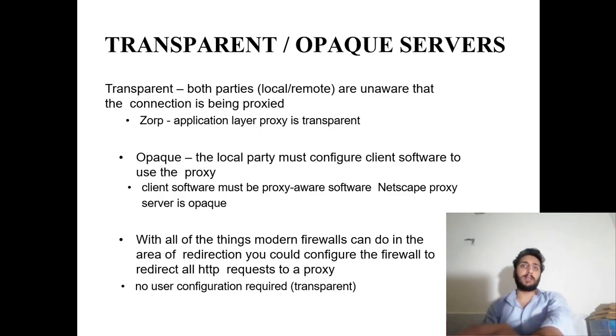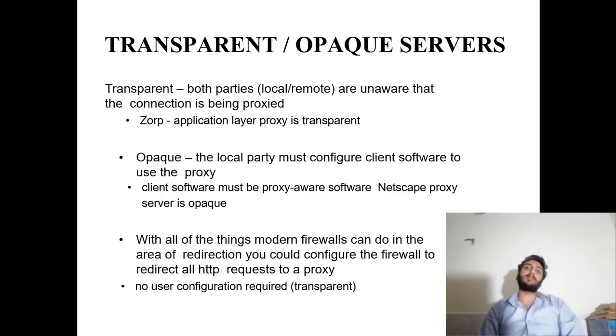ZOP is an example of this kind of application layer proxy, and this is basically built-in software, and this is actually an add-on. You can also use it. By using this, the user and the server will not know that they are being maintained in a specific zone. The next one is opaque.